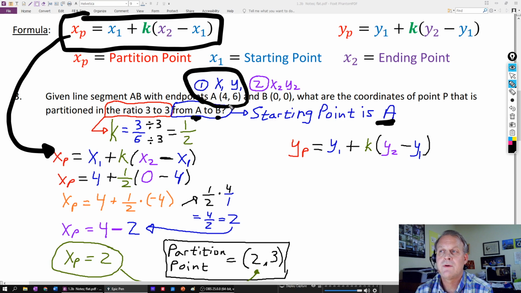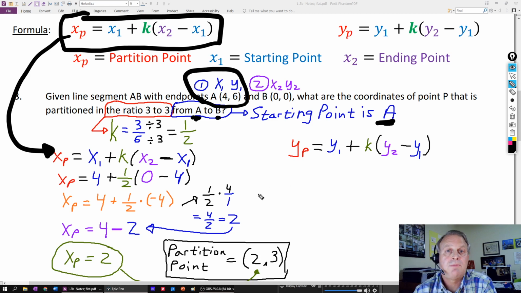So therefore, 4 is going to be x1. And what this means is this is the x-coordinate of point 1. So that subscript tells us that this is the x-coordinate for point 1. And then 6 is going to be y1. That is the y-coordinate for point 1. Okay. And then the other point, the ending point, is x sub 2 and y sub 2. So these are the x and y coordinates for the ending point.